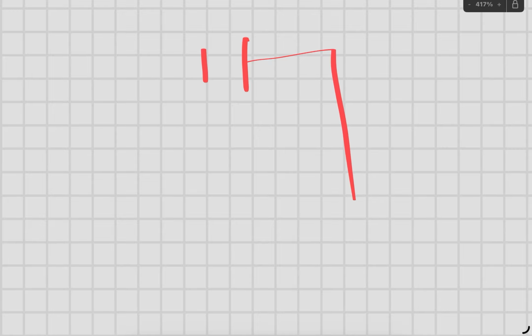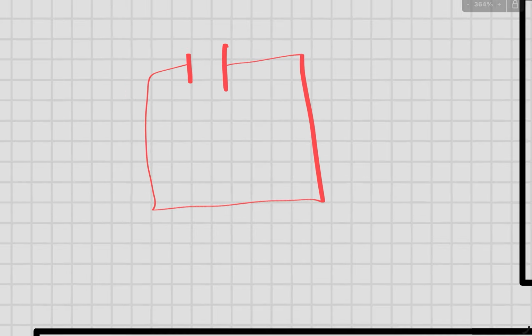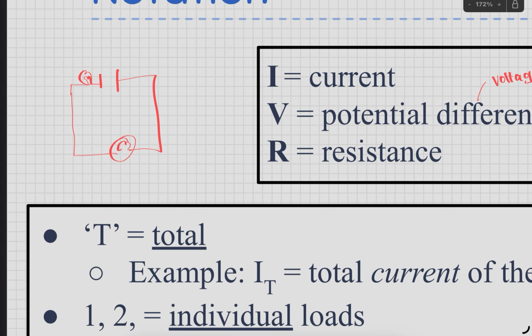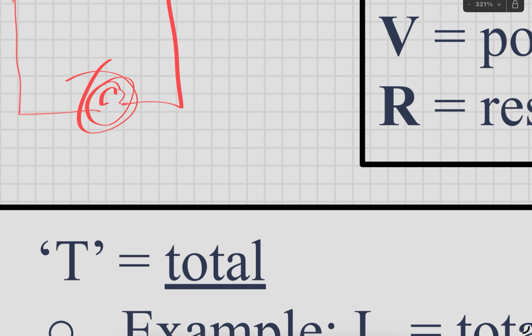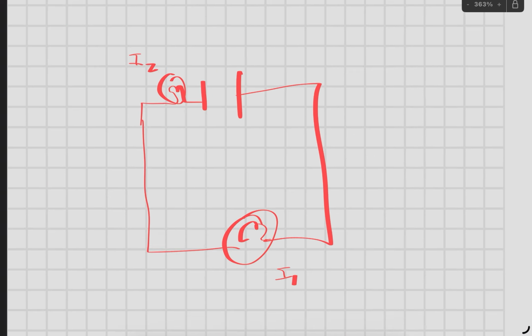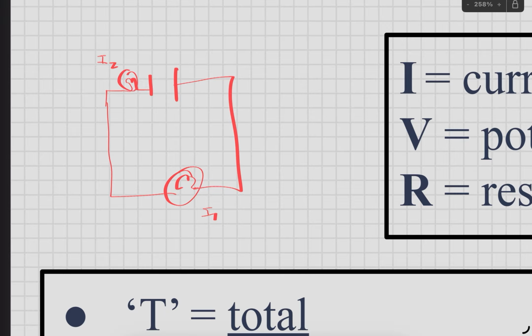That's why you have to specifically mention which light bulb you're talking about. So let me just show you guys real quick. Here, let's say we have a circuit and we have two loads. Let's say we have one right here. Say we also have one right here. We would consider this one to be the first one. So I1, let's say. You have to label that. And this one would be I2. So it's very important to label these things correctly.